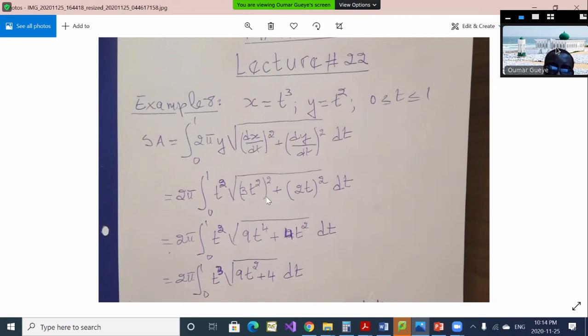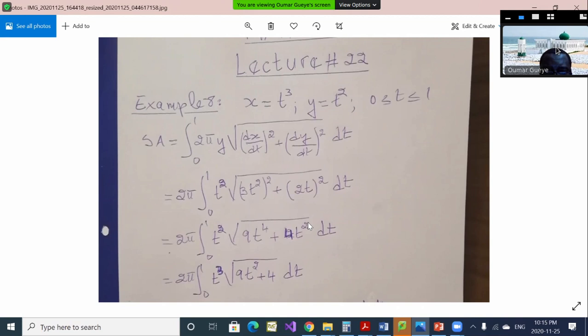When we drop the bracket, it becomes 9 t to the power 4, and here it becomes 4t squared. You can see t squared is a common factor, so you can take t squared out of the square root. When you take t squared out, it becomes only t. You multiply it by t squared, it becomes t cubed. And after taking t squared out, the first term becomes 9t squared, and the second term becomes 4. Excuse me, sir. Yeah.